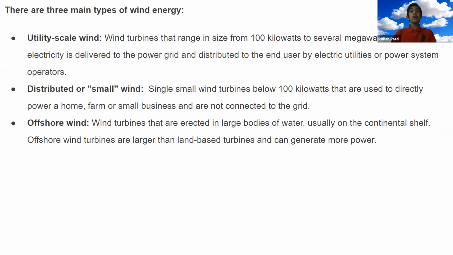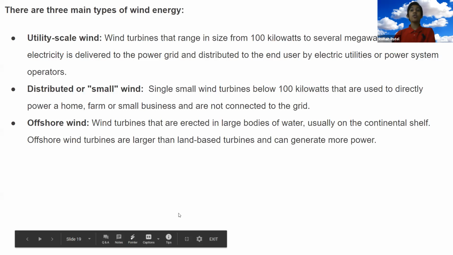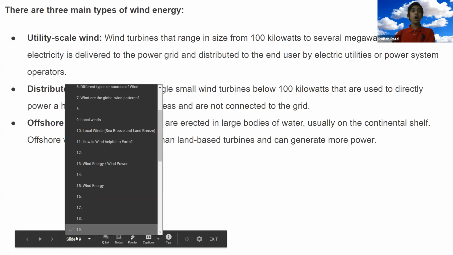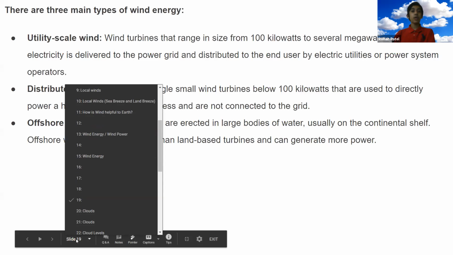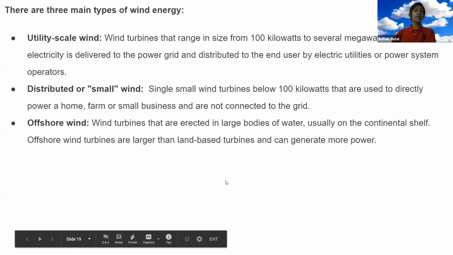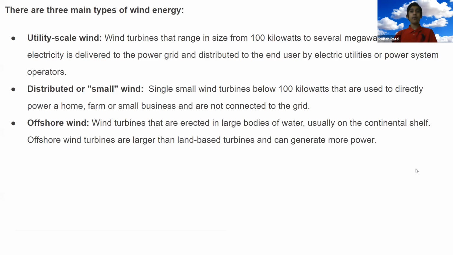Distributed or small winds, single small wind turbines below 100 kilowatts, are usually used to directly power a home, farm, or small business that are not connected to the grid. Lastly, the offshore wind turbines are erected in large bodies of water, usually on the continental shelf. Offshore wind turbines are larger than land-based turbines and generate more power.